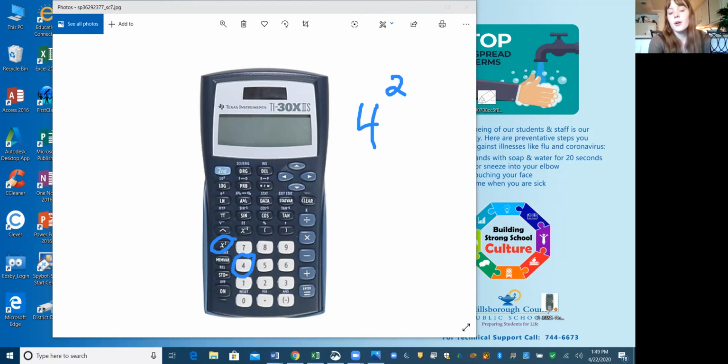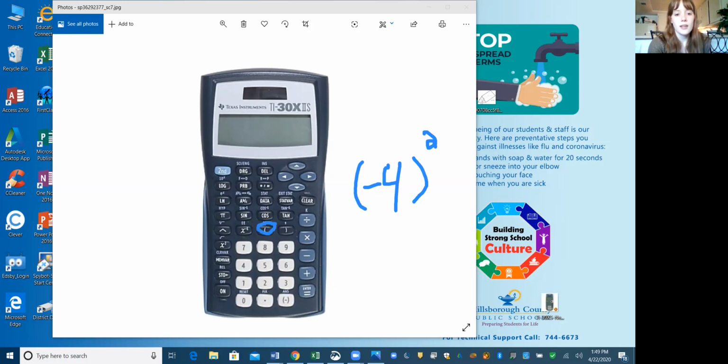Then the ones I'm worried about are when the negatives are introduced. So if you have a parenthesis on the outside, negative 4, and then a squared, you would do your parenthesis, negative 4, parenthesis, and then finally the squared button. That is different than when there are no parentheses, and you would get an entirely different answer if you forgot to put your parentheses in. So if you did this correctly, you would get 16. If you put in this correctly, you would get negative 16.